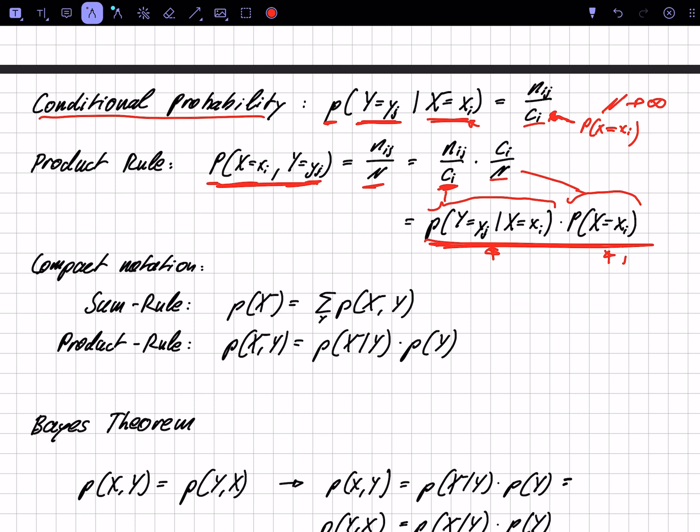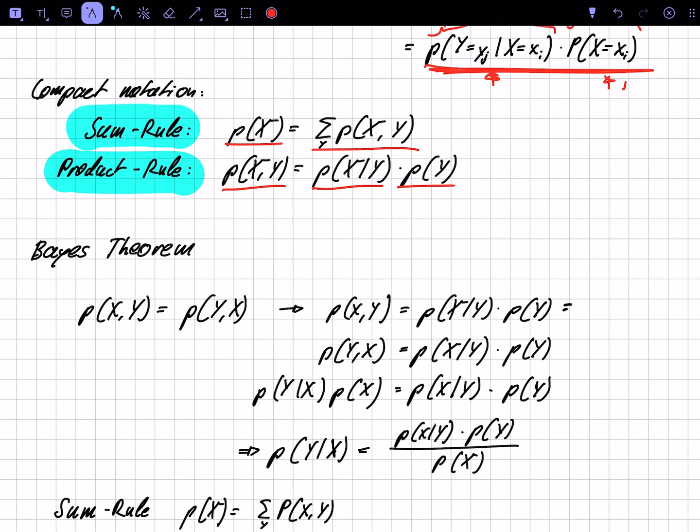And we can again use the compact notation. So let me highlight it. We have again the sum rule and the product rule. So the sum rule is the probability of x is equal to the probability of x and y summed over all y, and the probability of x and y is equal to the probability of x given y times the probability of y. And now with this knowledge, we can derive the Bayes theorem.